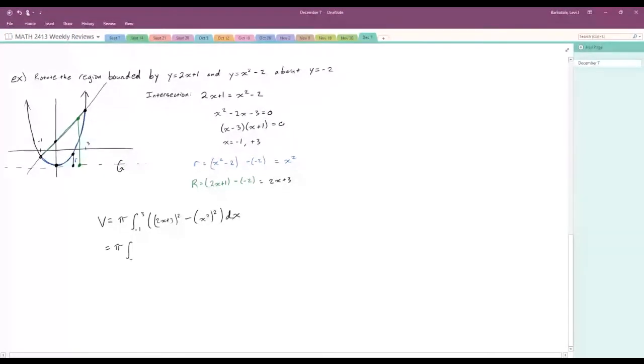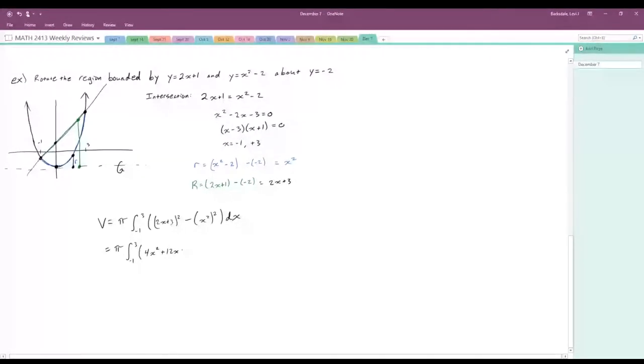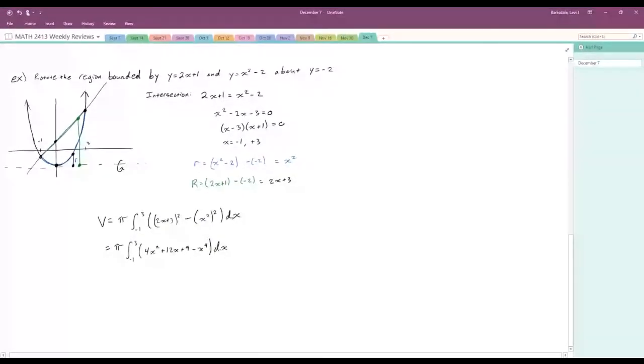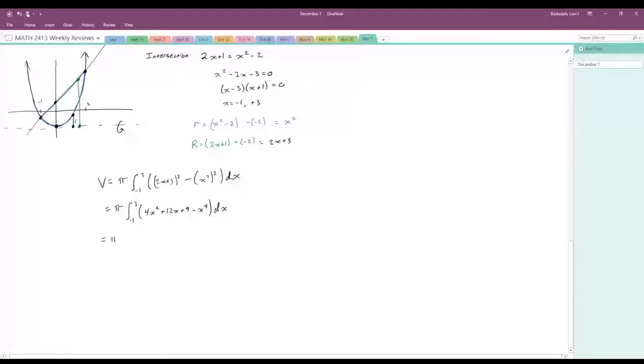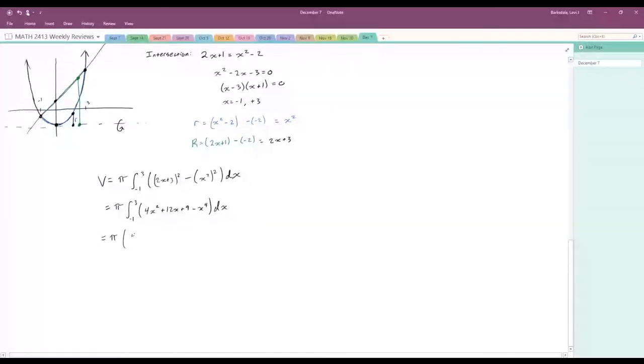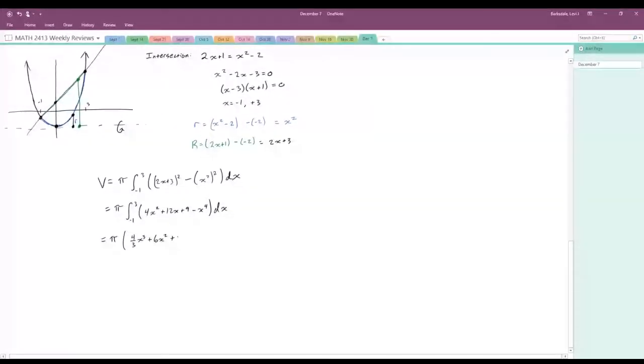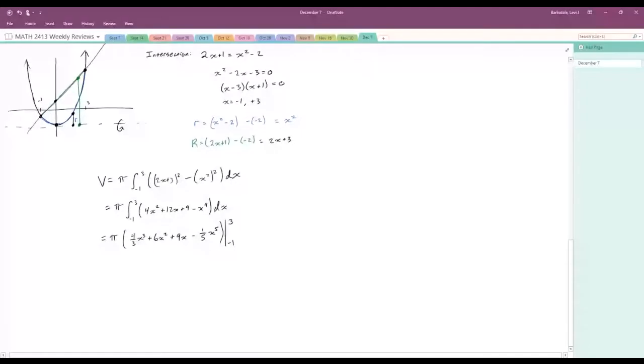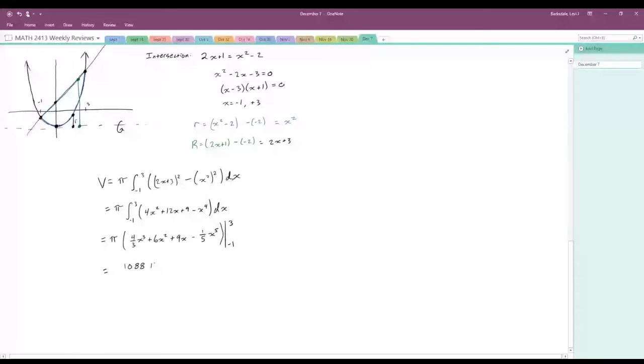We're going to have the integral from -1 to 3. First, I'm going to square my terms and distribute. So that's 4x squared plus 12x plus 9 minus x to the 4th dx. Here, none of my terms will combine, so I can just go ahead and integrate. And this would get me 4/3 x cubed plus 6x squared plus 9x minus 1/5 x to the 5th from -1 up to 3. And when you plug in your bounds, this comes out to be 1088 pi all over 15.